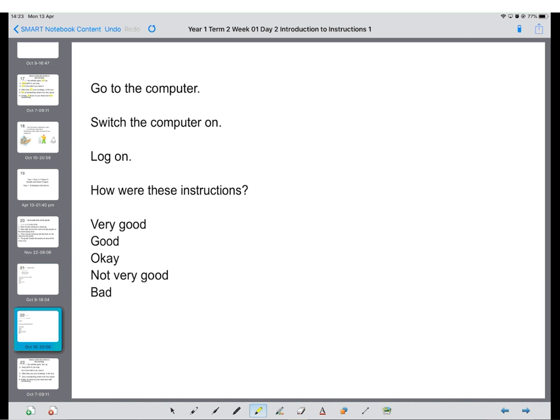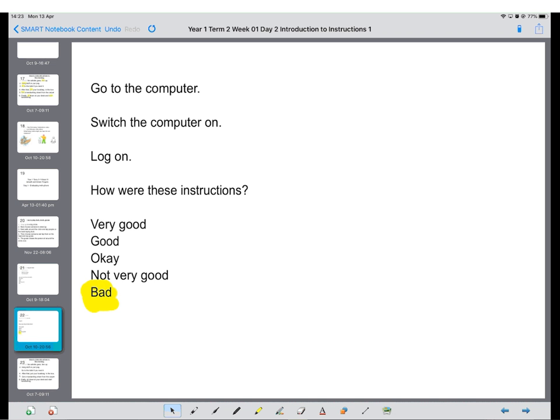Okay, now I'd actually say, I don't know what you feel, but I think these instructions were bad, very bad in fact, because does it tell you where to switch the computer on? Does it tell you how to log on? No, I think there's a lot of information missing here, especially in our school.